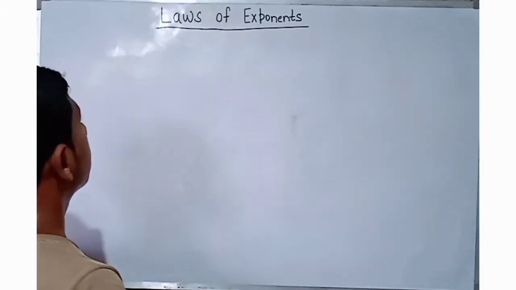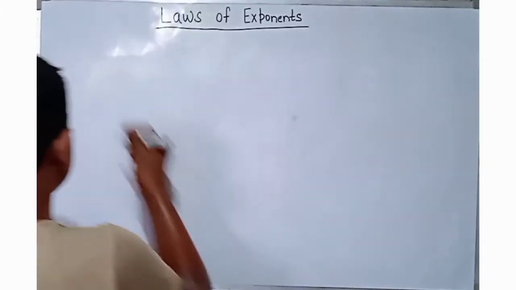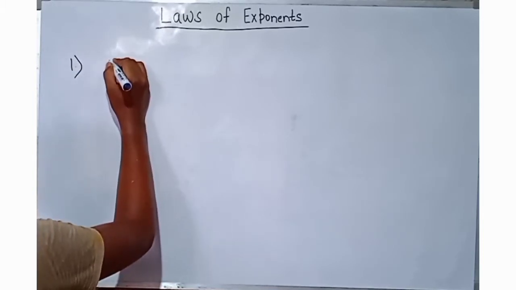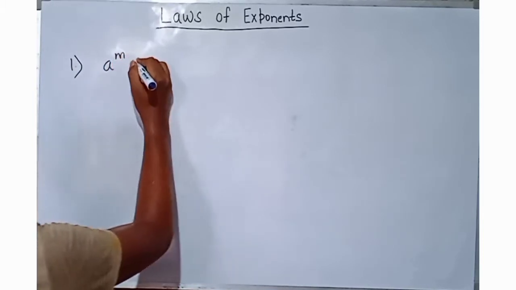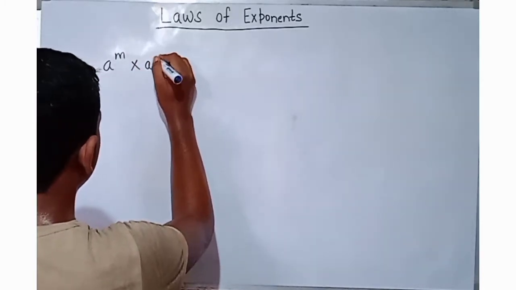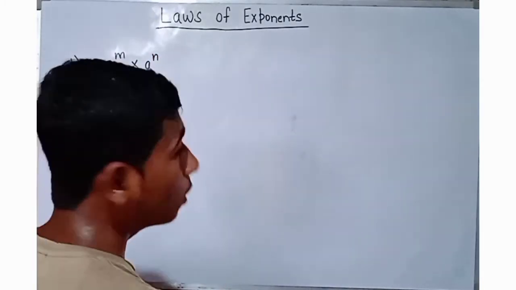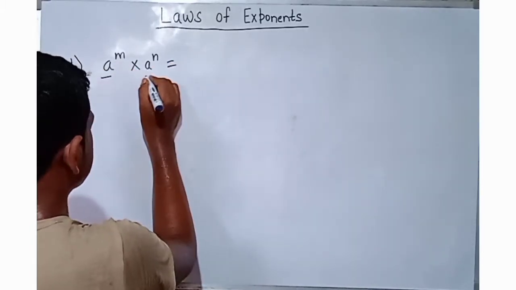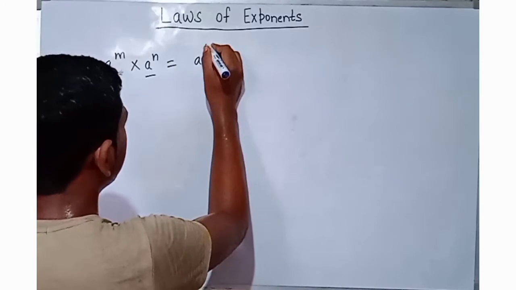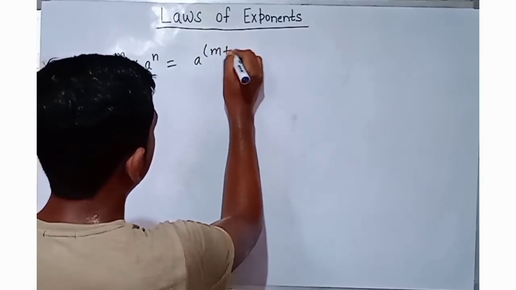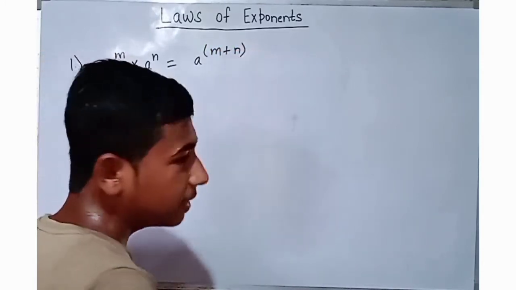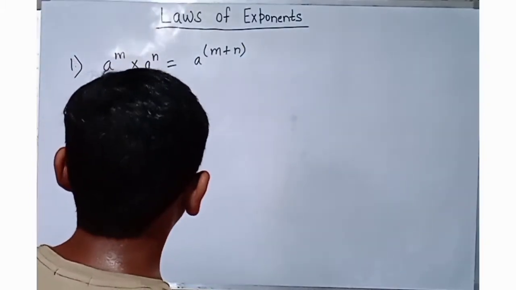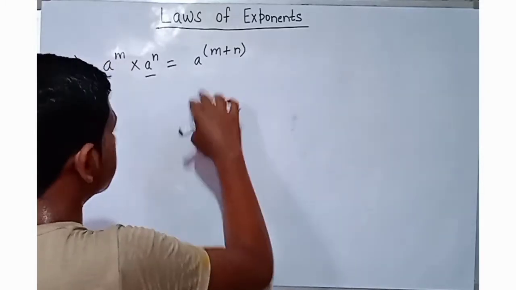Firstly, the first law is, suppose a number a to the power m into a to the power n. If the bases are same, then it can be written in the form a to the power m plus n. We will see questions after that also, but you should keep this in mind.